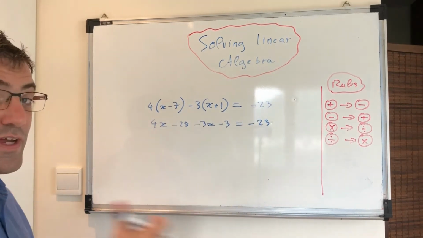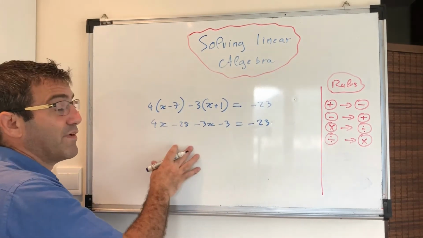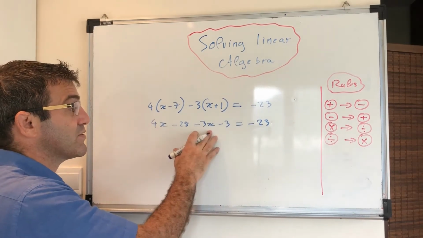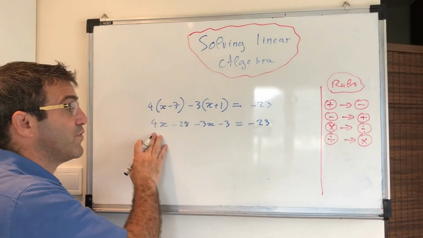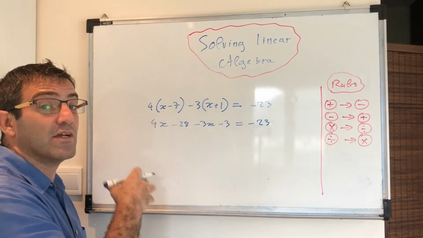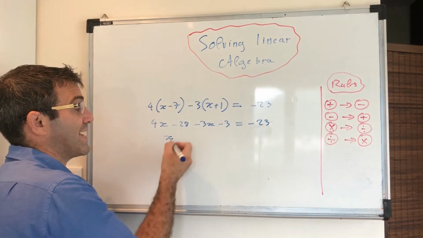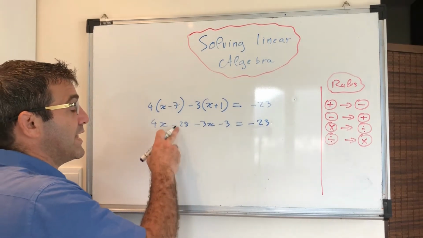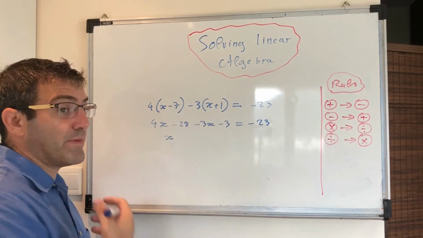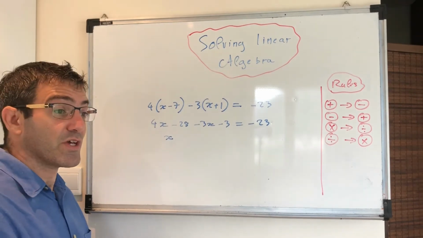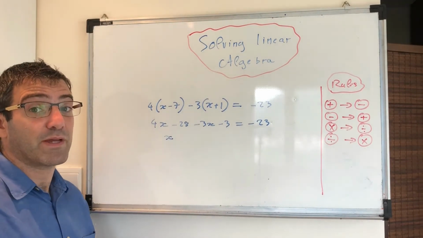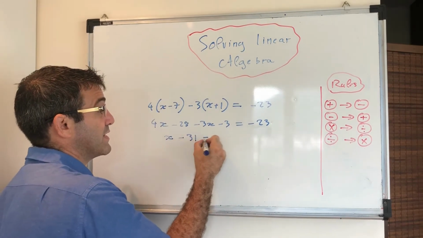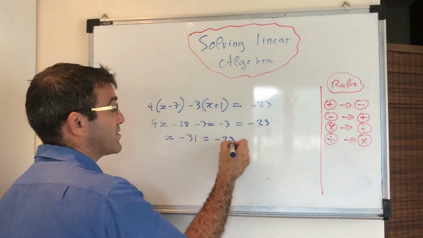Okay, so before you move anything from side to side, you better simplify numbers on one side first. So the x's can go together and the numbers can go together. So you have 4x's here and minus 3x's here. So 4 minus 3 is 1, so we just write x. We don't write 1x, we just say x, okay? And then minus 28 minus 3, well, imagine you're at minus 28 meters underwater and you go down by 3. Well, you'll be at minus 31 meters. So this is minus 31 is equal to minus 23.